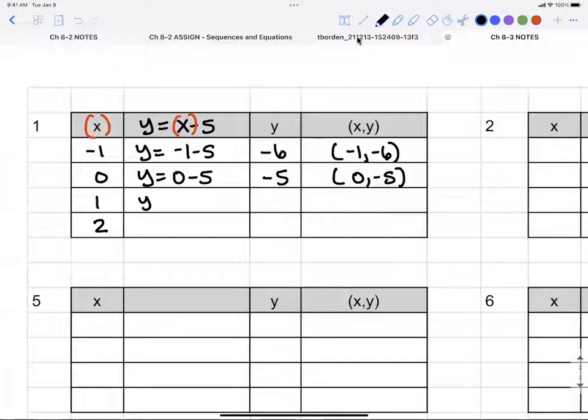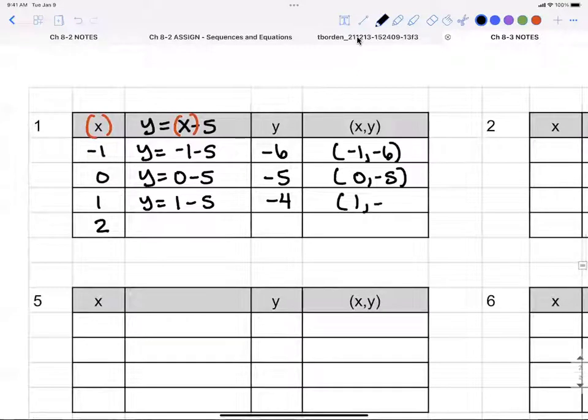Now we're going to do it again, and this time we're going to put a 1 in for our x. So 1 minus 5, and 1 minus 5 is -4. So that ordered pair is 1, -4. And then our last line is y equals 2 minus 5. And 2 minus 5 is -3. So that ordered pair would be 2, -3. So these are 4 of the infinite number of possible solutions for the equation y equals x minus 5.